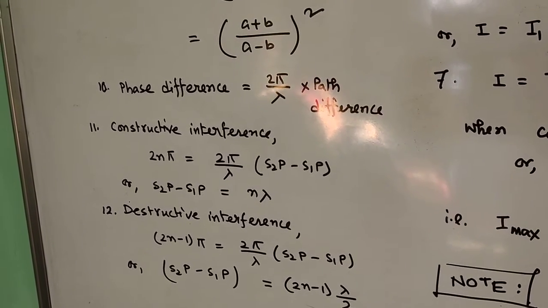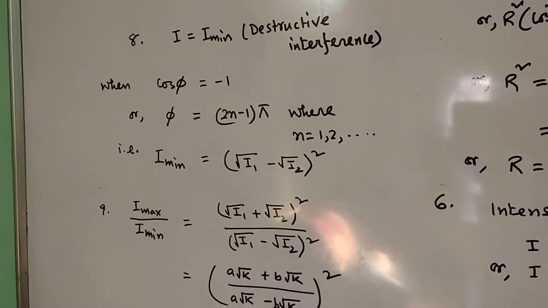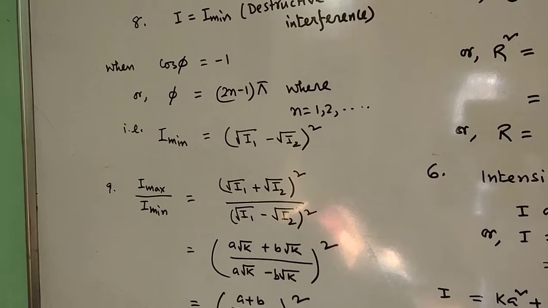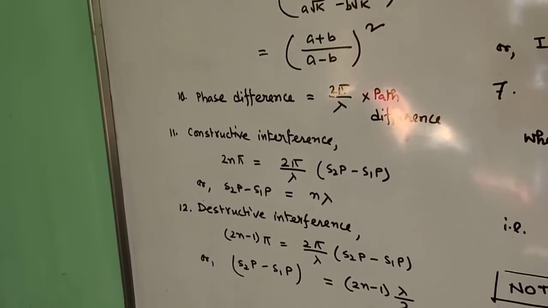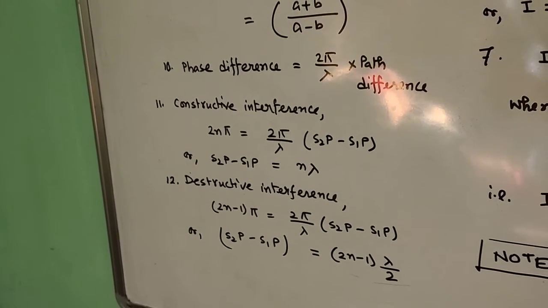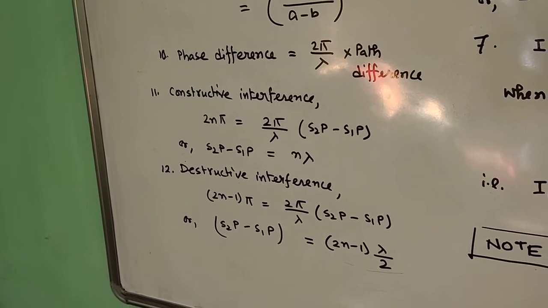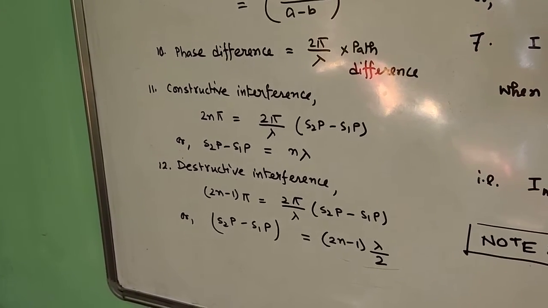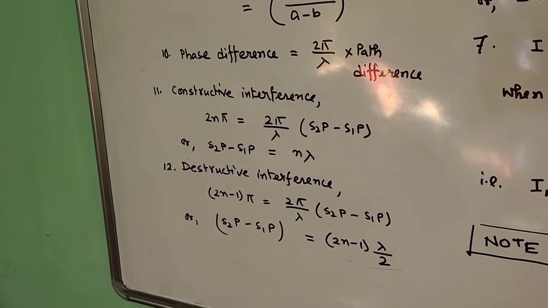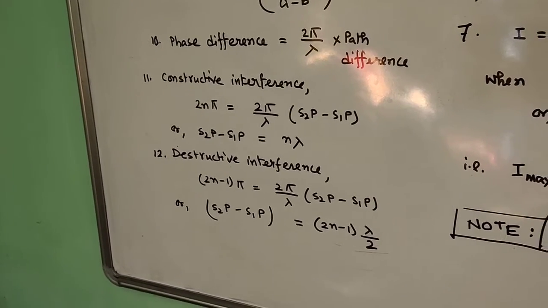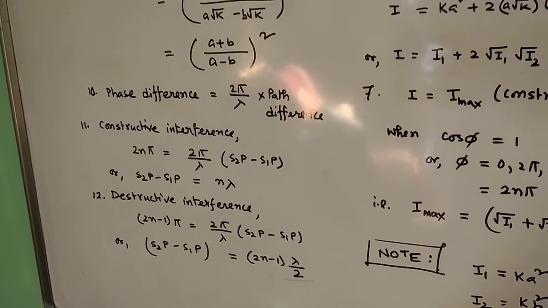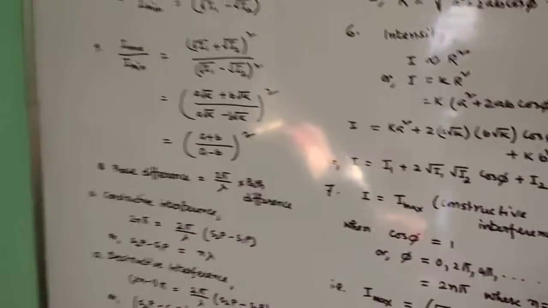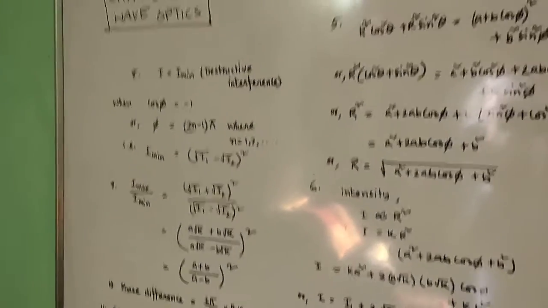And for destructive interference, the phase difference as we have defined here is (2n minus 1) pi, n equal to 1, 2 like that. So (2n minus 1) pi equals 2 pi by lambda times (S2P minus S1P). So S2P minus S1P, with pi going off, is (2n minus 1) lambda by 2. So this is the expression, and these expressions are important for the numericals.